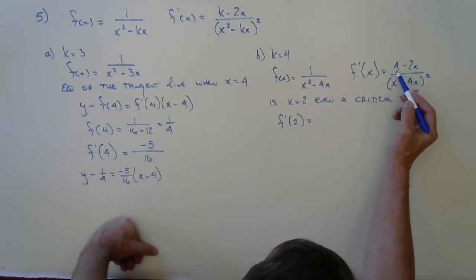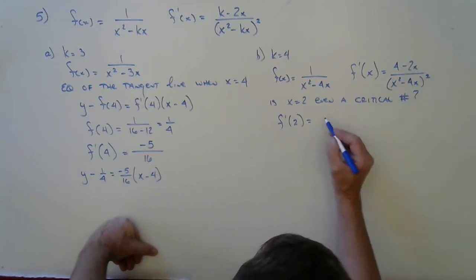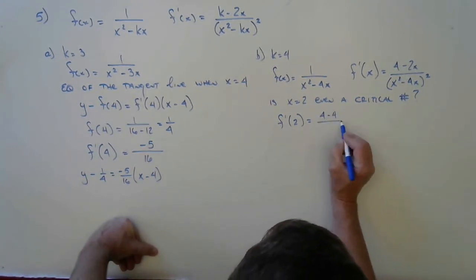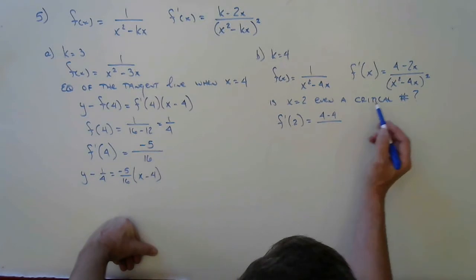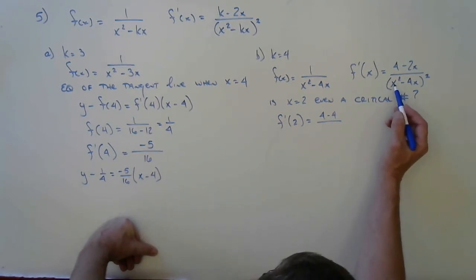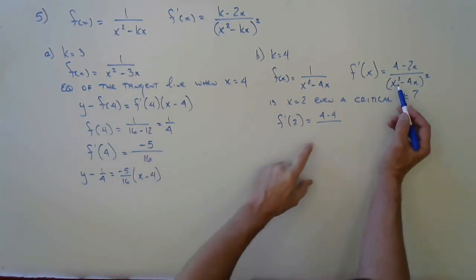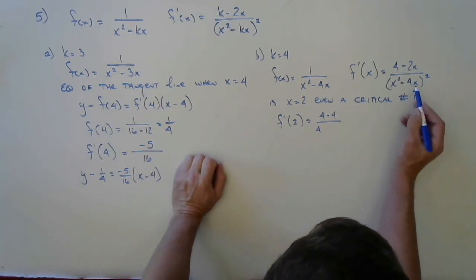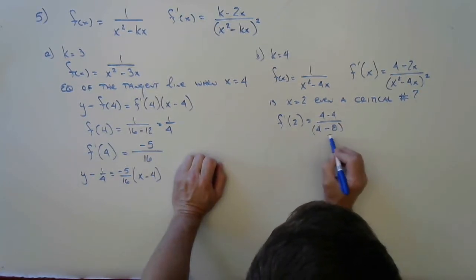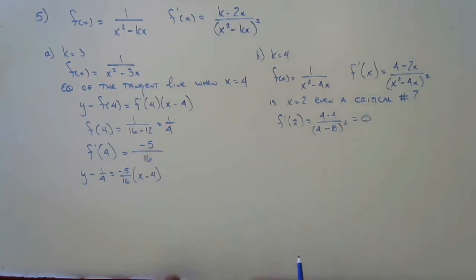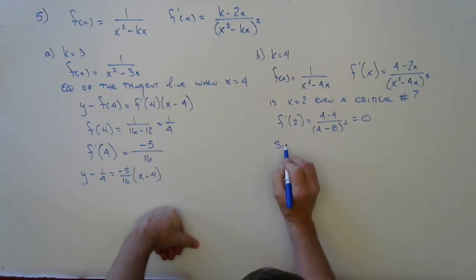F prime of 2 is 4 minus 4 divided by, when we plug in a 2, we get down on the bottom, right? We get 2 squared, that's going to be 4, minus 8 squared, and we get 0. So 2 is actually a critical number. So that's an important first step. Now what do we do? We're going to run the sign test.